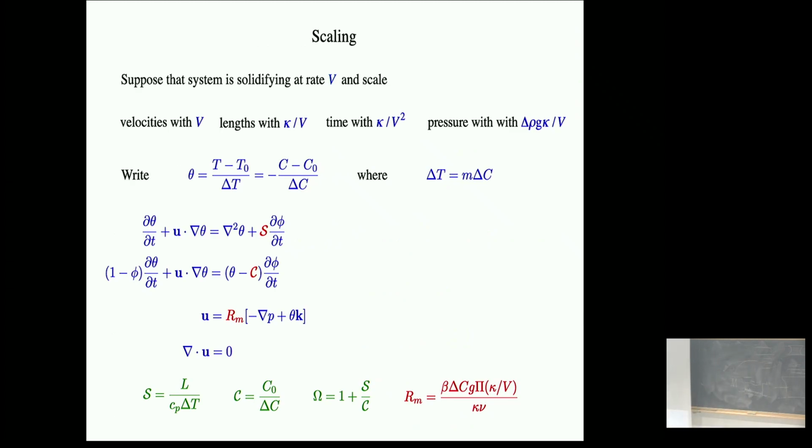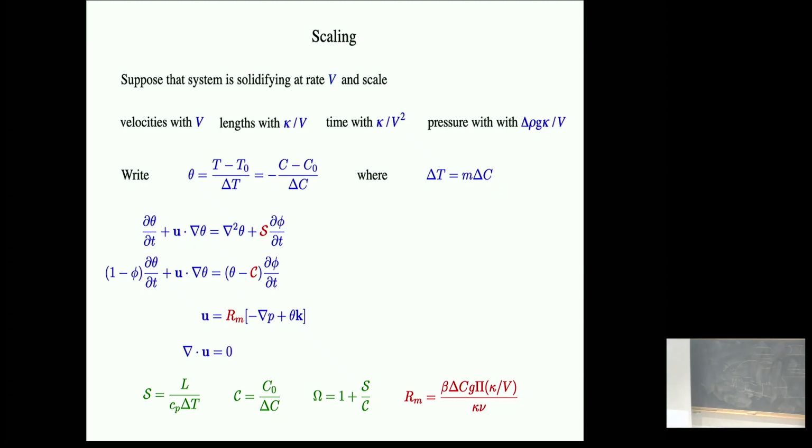We're going to go into Sylvain's special apparatus, where everything is moving at constant speed V. We scale lengths with a diffusion length and time with a diffusion time. Pressure is at an obvious scale. We write a single dimensionless variable, which either represents temperature or concentration. They're the same thing in this system. And having done that, we identify 3 dimensionless parameters that govern this system.